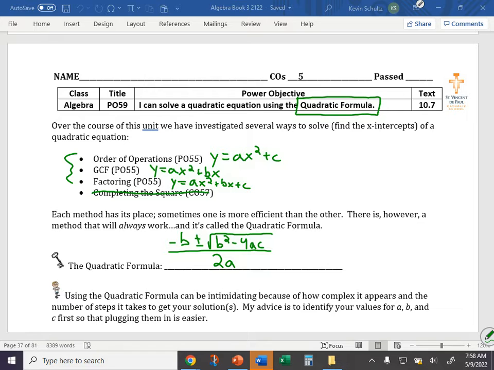Negative b plus or minus the square root of b squared minus 4ac all over 2a. Yes, sir. Why is it basically every formula combined? Oh yeah, so Aiden's probably noticing here, there's a lot of similarities with other things we've already covered, right? Where have we seen b squared minus 4ac before?